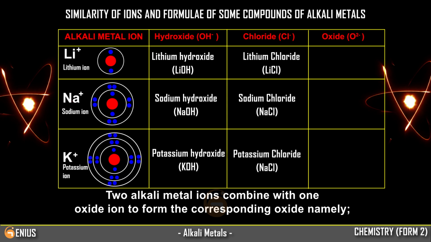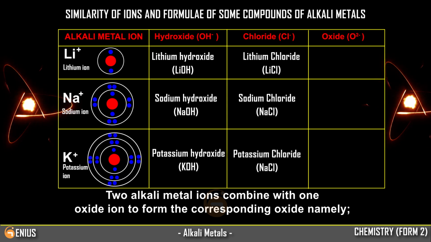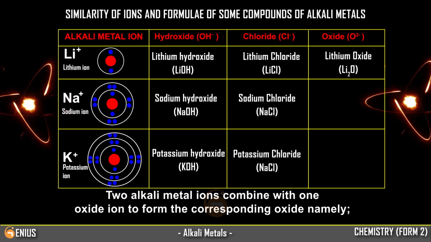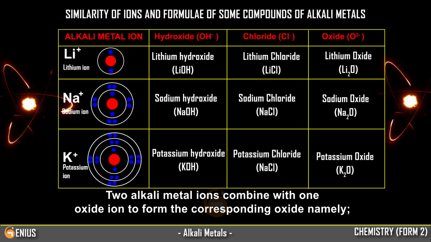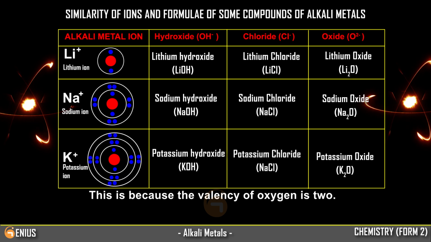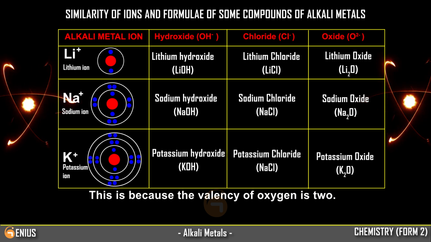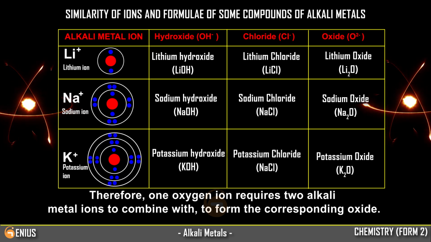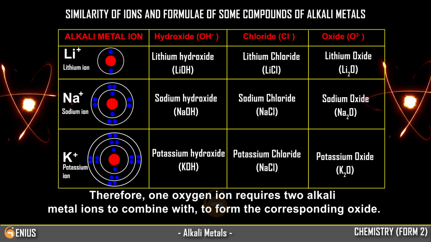Two alkali metal ions combine with one oxide ion to form the corresponding oxide, namely lithium oxide, sodium oxide, potassium oxide. This is because the valency of oxygen is 2. Therefore, one oxygen ion requires two alkali metal ions to combine with, to form the corresponding oxide.